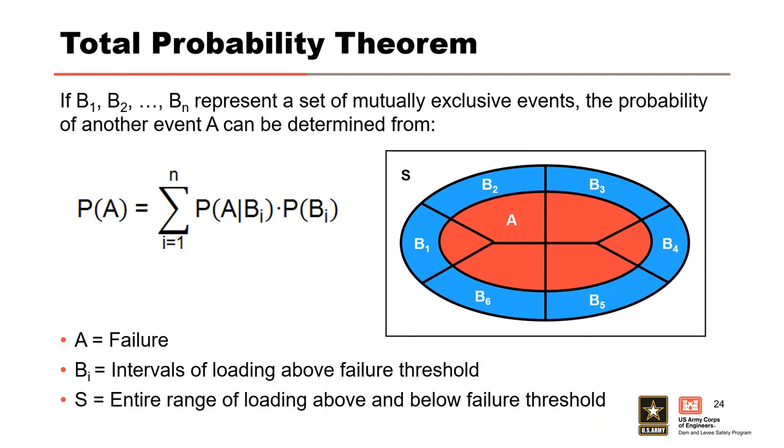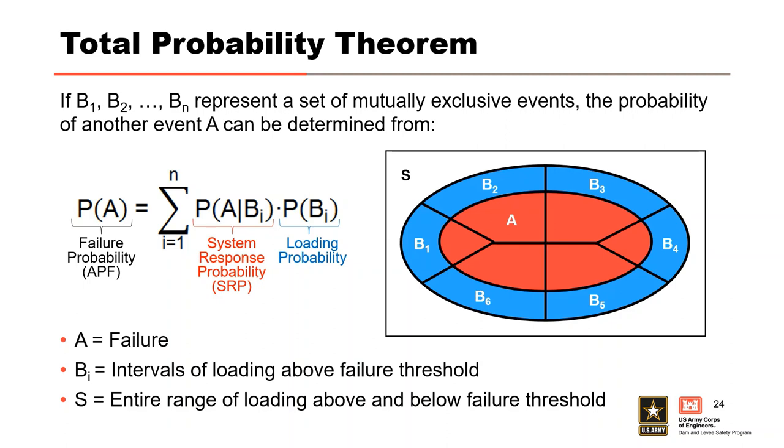The total probability theorem states that the probability of A will be equal to the probability of A given that B interval occurs, multiplied by the probability of that B interval, and then summed up over all intervals. This is what we do when we work through an event tree to calculate the annual probability of failure. Probability of a given load is multiplied by the probability of failure given that load, which are then summed for all loading conditions. The example on the next slide should help illustrate this concept.